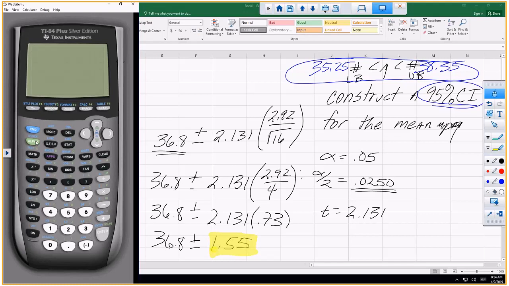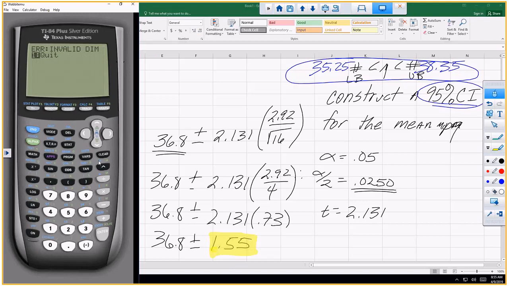All right, go to stat. Go to calculate. No, test, sorry. And look at there, it should be down here: T interval. Ain't that amazing? Input, I think it's going to be data. List L1, frequency 1, confidence level 0.95. So we got all that, and all we have to do is hit calculate.